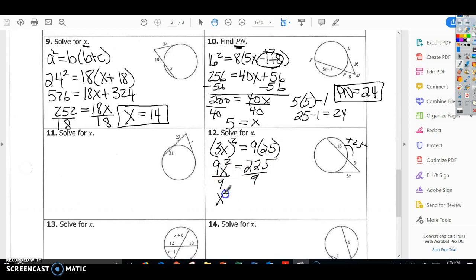Divide by 9. X squared equals 25. And if you take the square root, you get x equals plus or minus 5. But you cannot have a negative distance, so it has to be just 5. This time it says solve for x, so x equals 5. Okay?